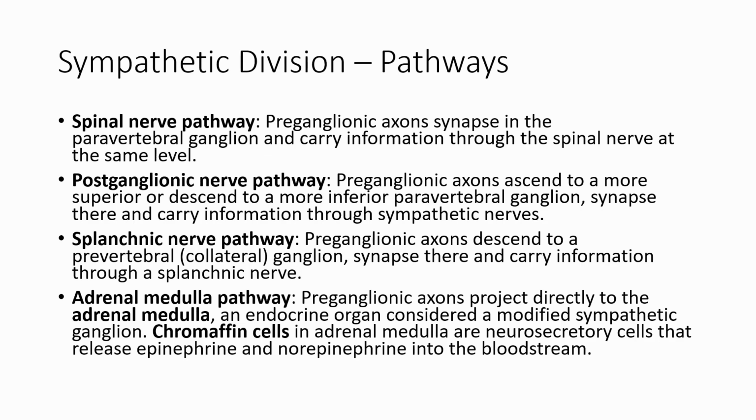Do not pass go, do not collect $200. There is no postganglionic neuron. So we go straight to the adrenal medulla. This is the endocrine organ that is kind of like a modified sympathetic ganglion. We actually have cells, the chromaffin cells, that are neurosecretory cells, mainly releasing epinephrine and norepinephrine, which are super important for the fight or flight response.